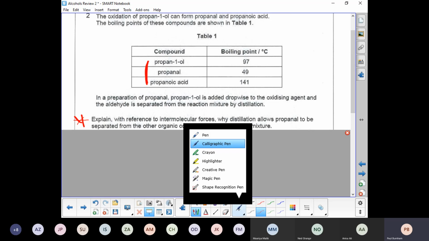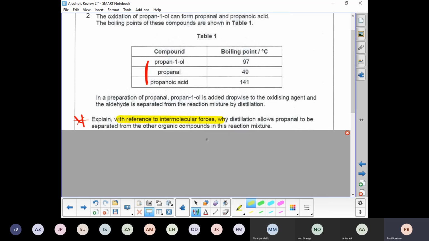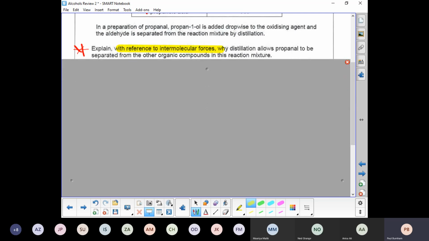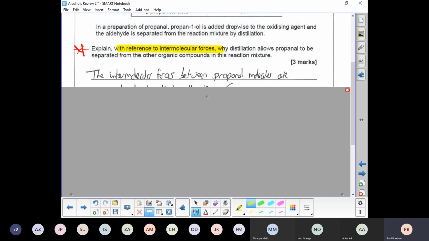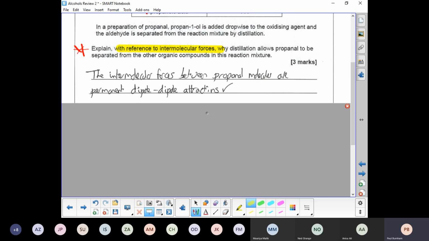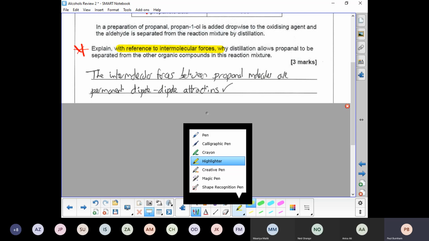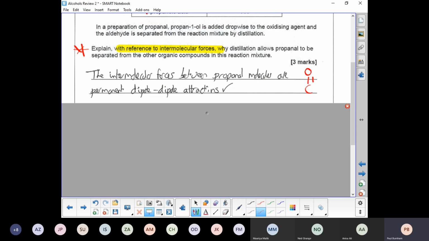So I'm going to refer to the intermolecular forces. That's what the question wants me to do, and so you have to use your words carefully when you answer this question. Now, the question is about propanol. Why can propanol be separated? So I'm going to start my answer by focusing on propanol. The intermolecular forces between propanol molecules are permanent dipole-dipole attractions. So I've identified the intermolecular force. The carbon double bond oxygen is a polar group. You'll have seen it in the aldehydes and ketones topic, and so I would expect permanent dipoles to form in that molecule and therefore get permanent dipole-dipole attractions.